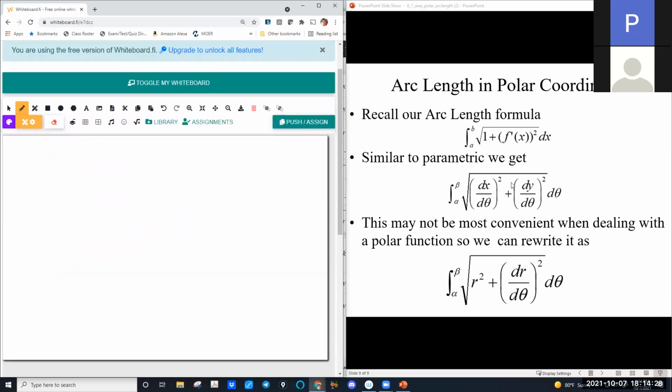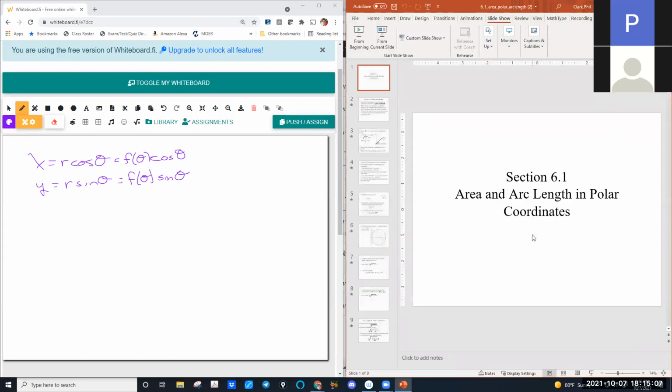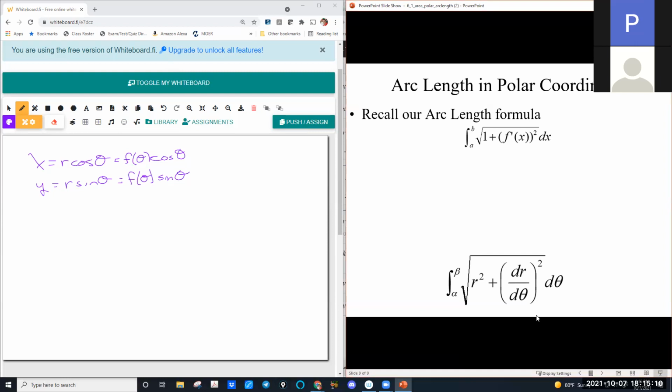But to go from this derivation to this one, we use our transformations, and that is that x equals r cosine theta, which would be f of theta cosine theta, and that y equals r sine theta, which is f of theta sine theta. All right, and so now you can do your dx d theta and your dy d theta, both of which involve the product rule. And then there's a little bit of algebra, because a lot of times our polar curves are given in terms of r, like our two-leaf roses.